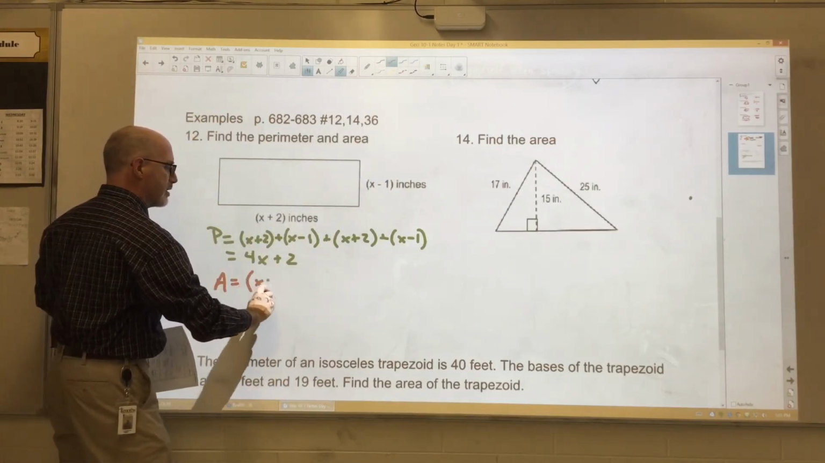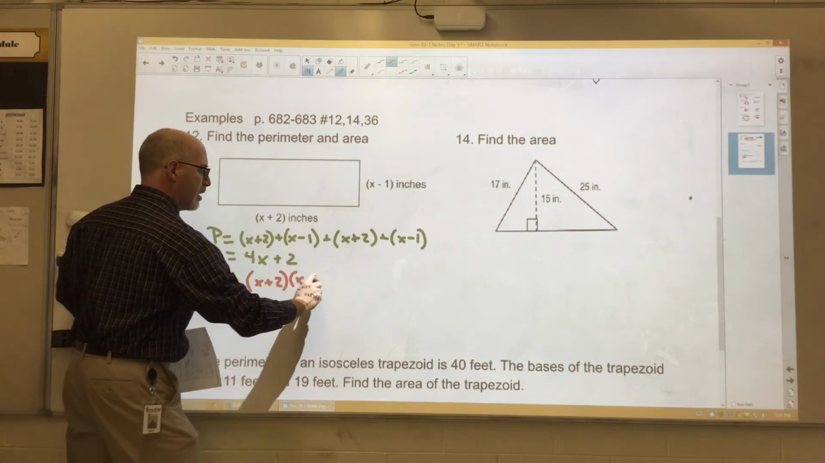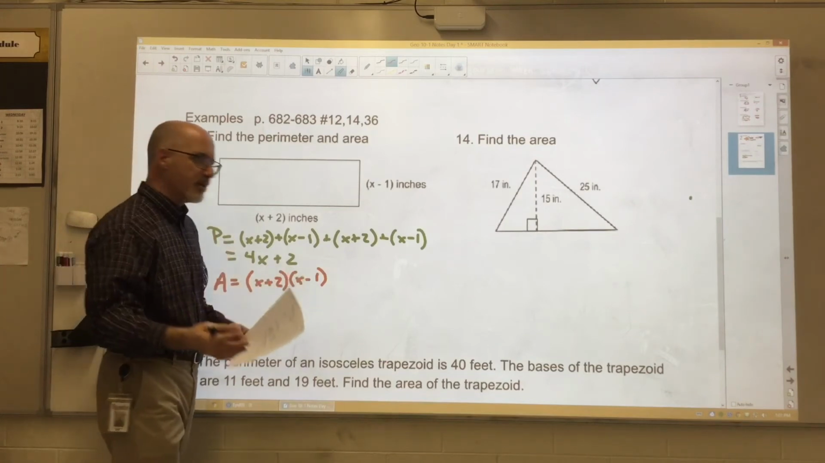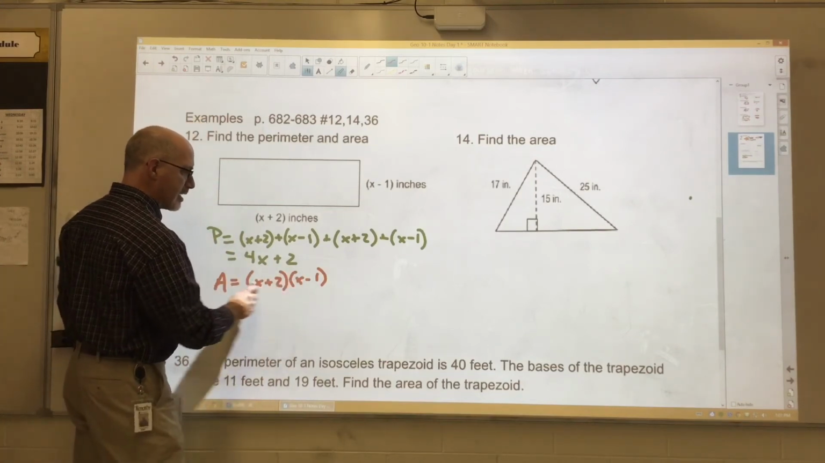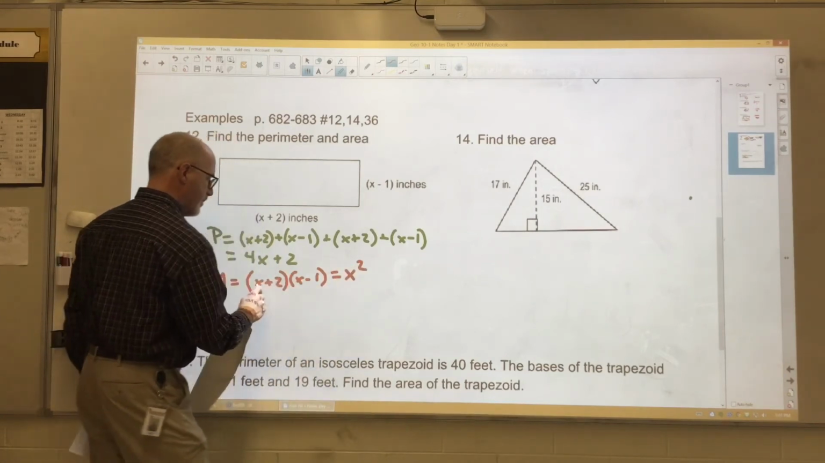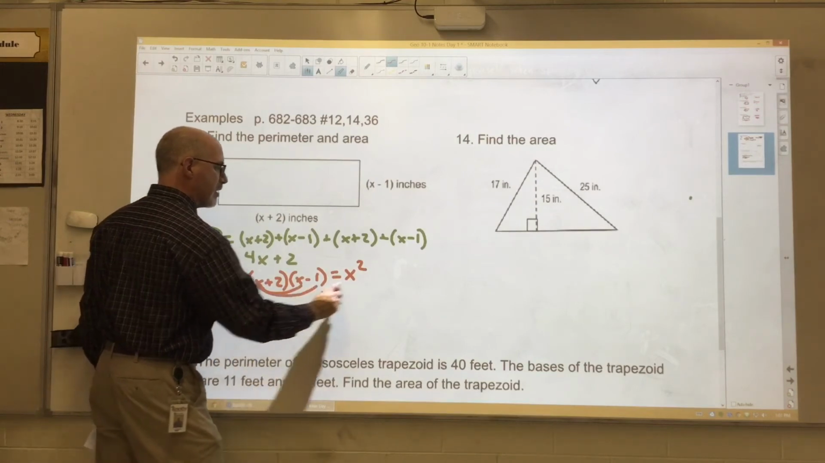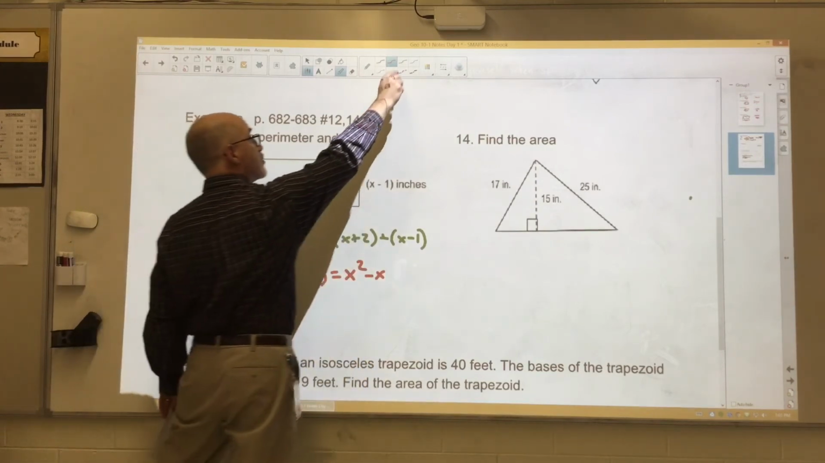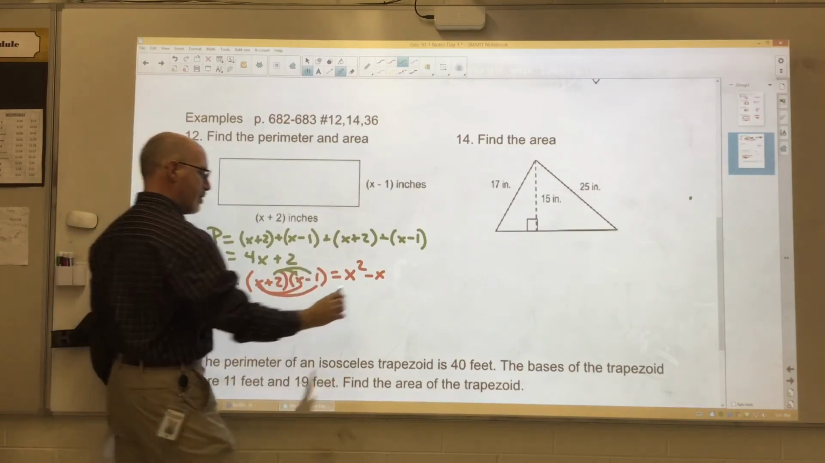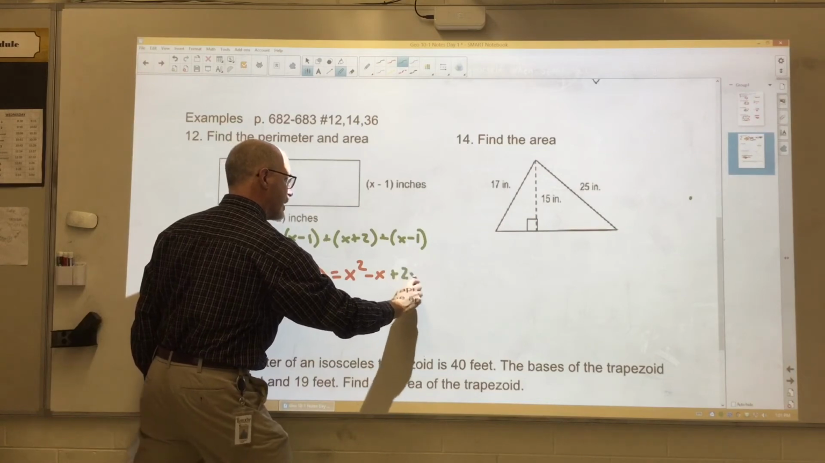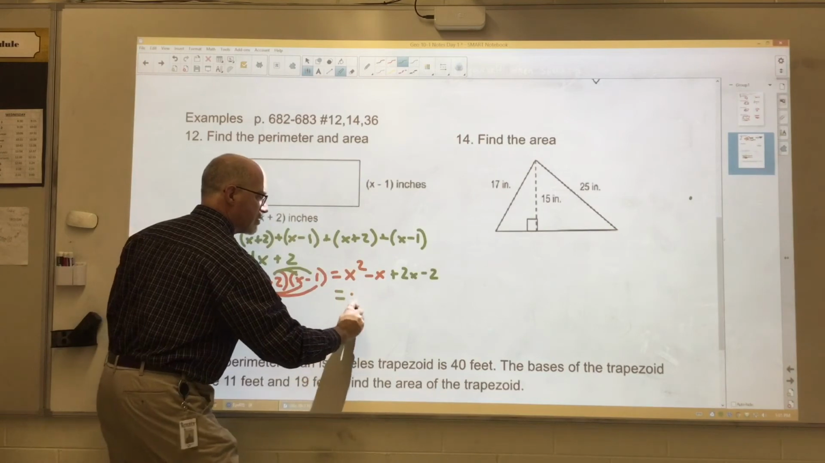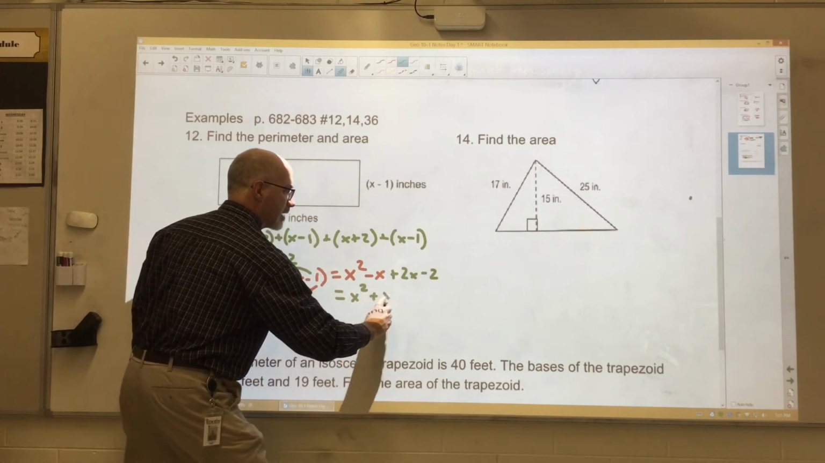So I'm going to take x plus 2 times x minus 1. Now a little bit of algebra review. When we do this multiplication, we do the double distributive, which means I'm going to multiply x times both terms. And so I get x times x is x squared. And then I'm going to do x times negative 1 is negative x. Now let's distribute the other ones together. So I'm going to do 2 times x and 2 times negative 1. So 2 times x is 2x. And then 2 times negative 1 is negative 2. That simplifies to x squared plus 1x minus 2.